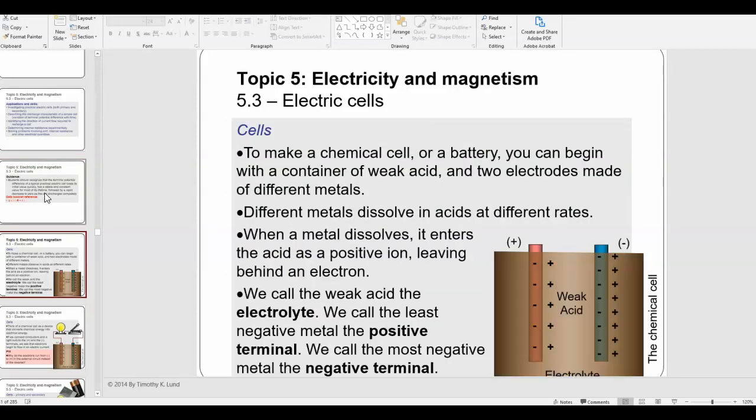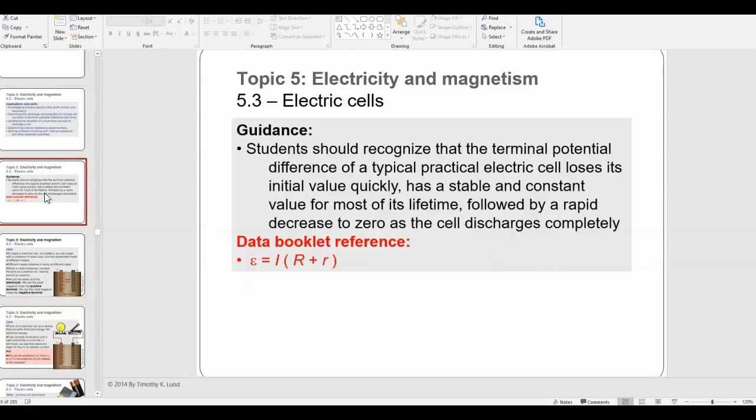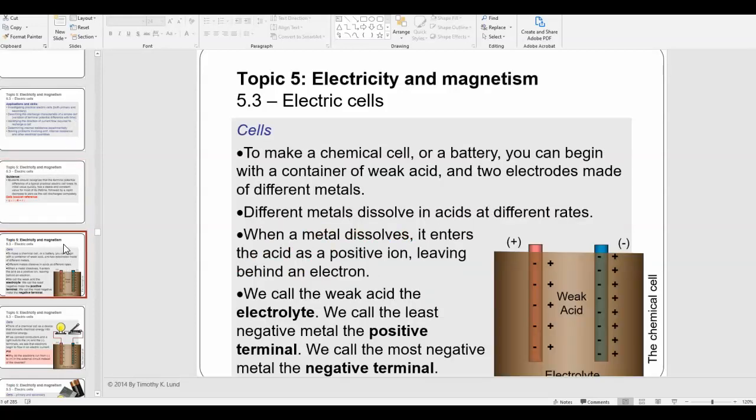Okay, so we're just going to run through this kind of quickly. Not that it's not important, it's just that you typically see questions involving calculations in this unit. So let's just really quickly go through the basics of how a cell works.